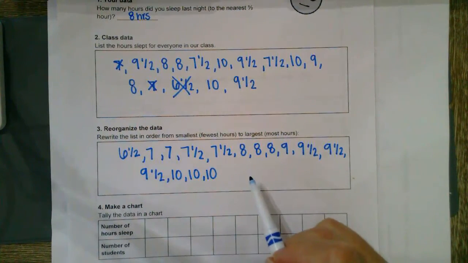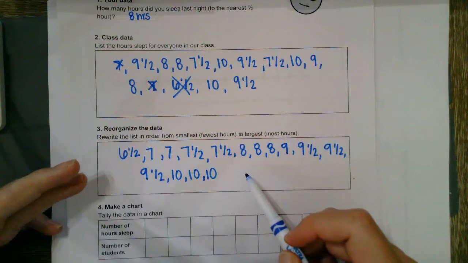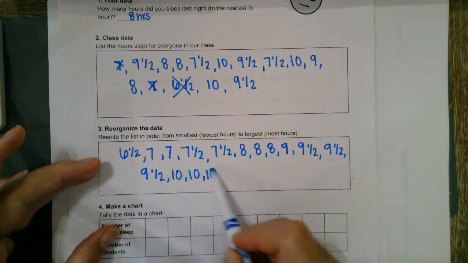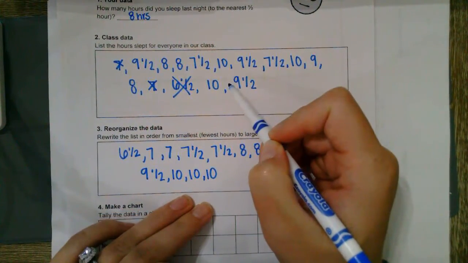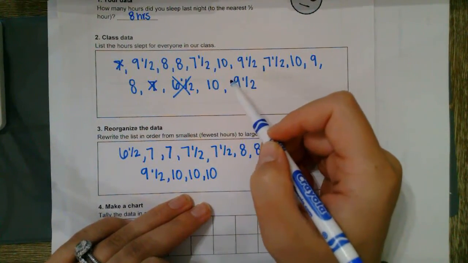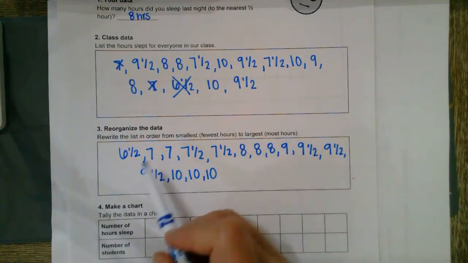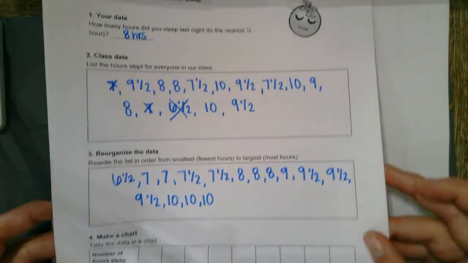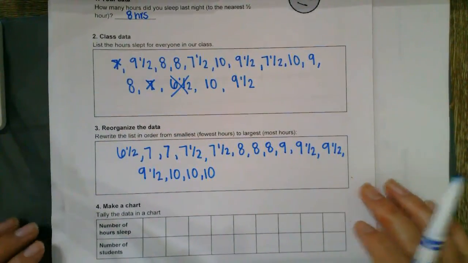Okay, so this is how your data set should look now. And you can see the benefit of organizing your data this way. That way you can see, oh, 3 classmates slept 10 hours. When you look at the original data, it's not as quick for you to say 3 classmates slept 10 hours because the 10s are all separate. So reorganizing our data is a really important piece. The next step of this task is to make a chart of your data.